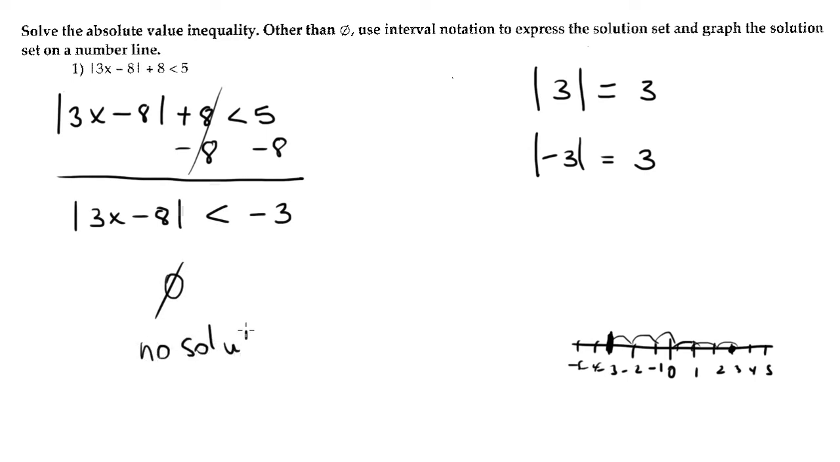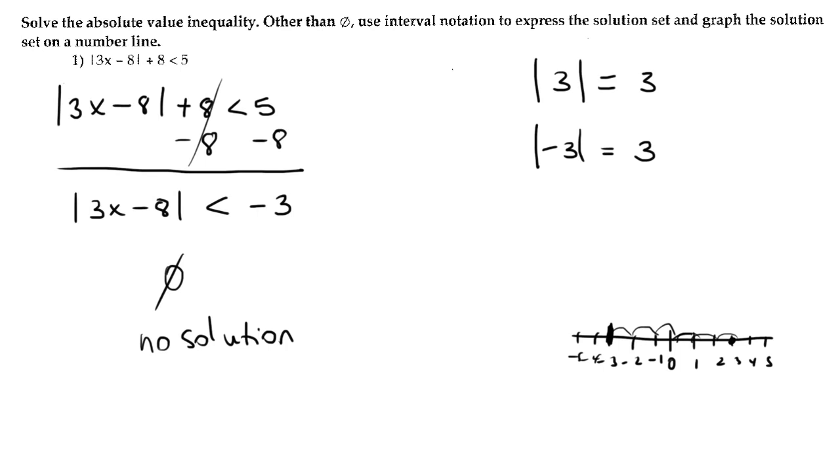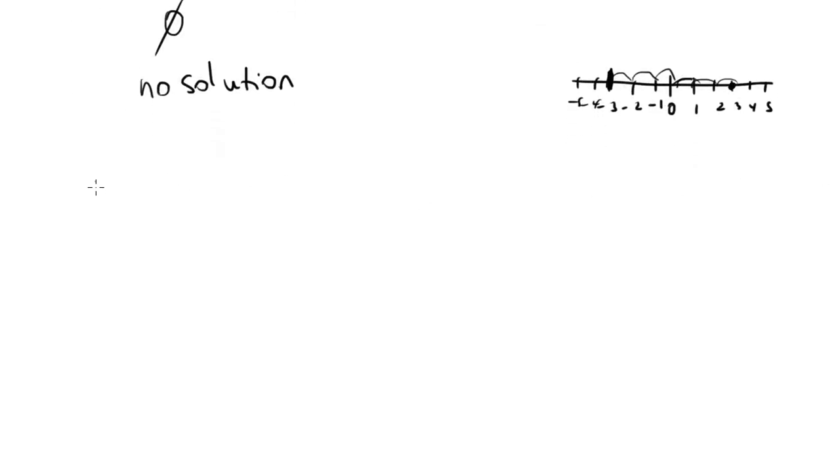So this has no solution. That's the answer to this question. Now, what I will say is, let's say this was 3x minus 8 is less than positive 3. We can actually try to solve this, because this is possible. The absolute value can be less than 3. It can be 2, it can be 1, it can be 0. So the absolute value is less than a number that's not negative.